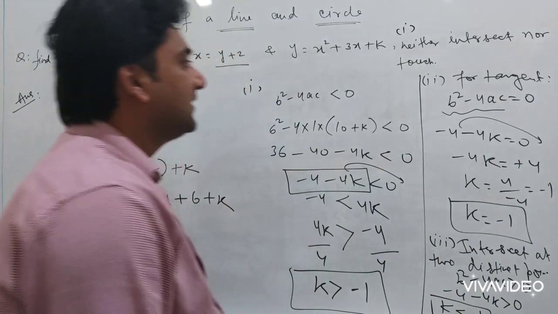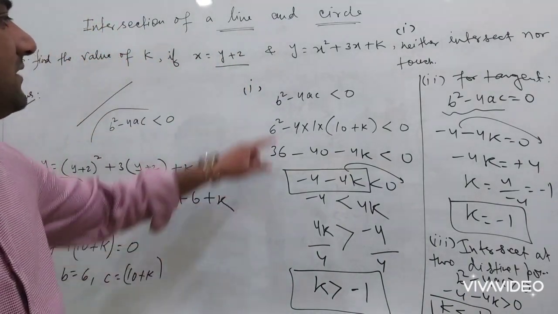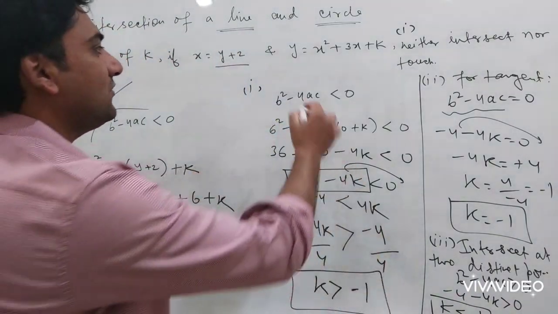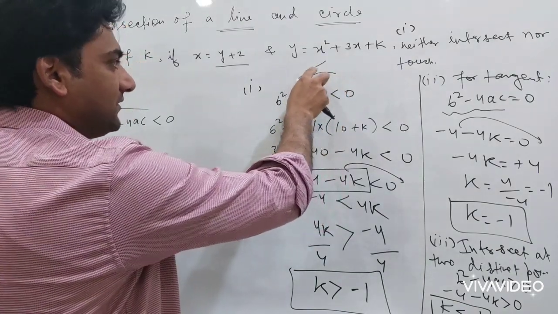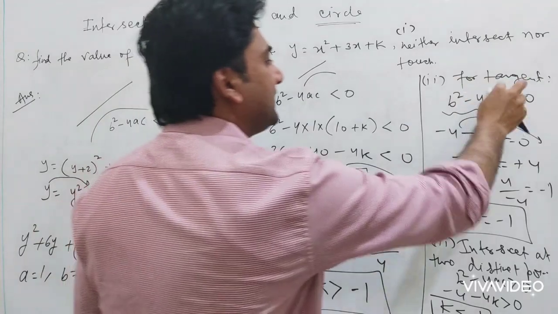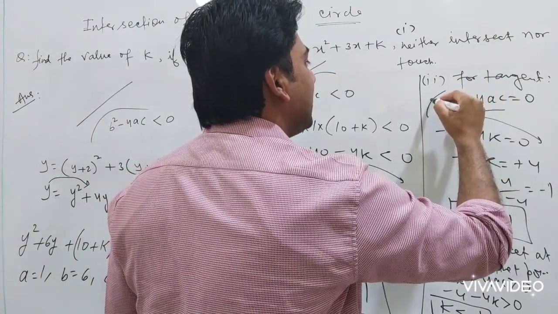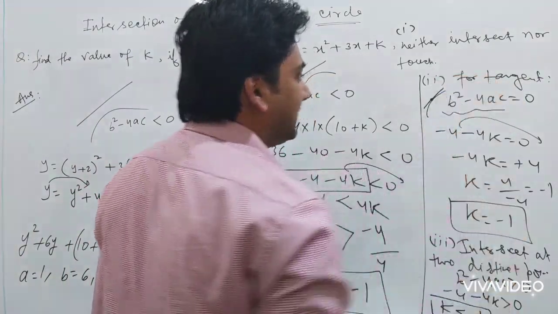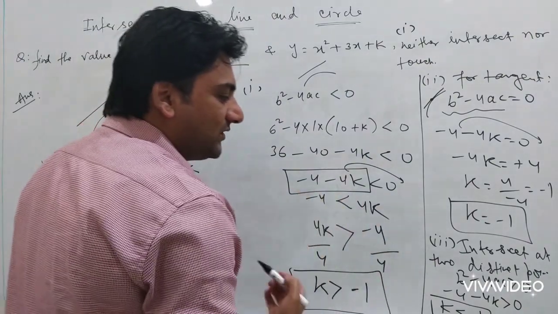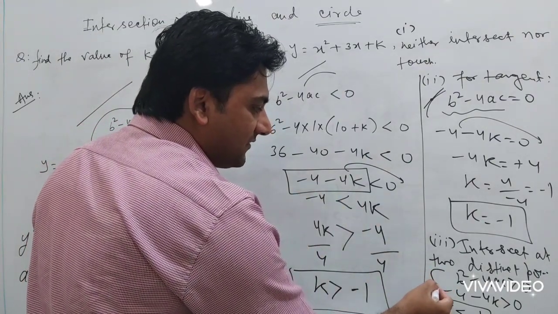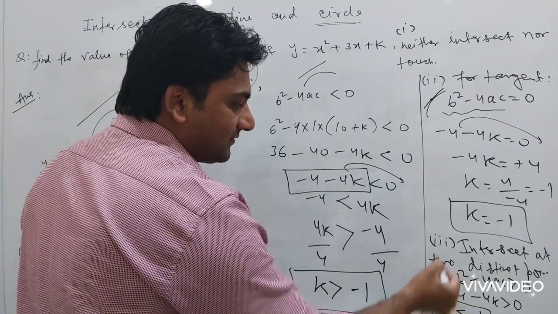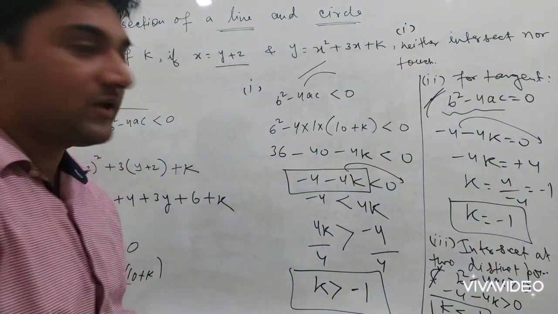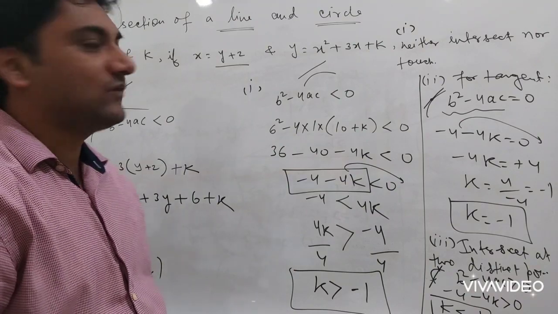You can solve it. So when b square minus 4ac less than 0, this is a curve and this is a line. Neither touch nor intersect. For the tangent, this is a curve and this is a line but touching at one point. Intersecting at two distinct points means this is a curve and you will have two distinct points. Okay? So I hope you understood this question.